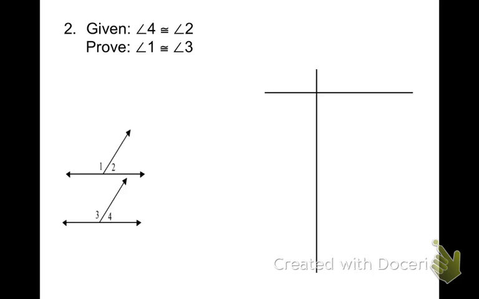Here's another example. We've got two diagrams, one including angles 1 and 2, second including angles 3 and 4, and we know that angle 4 is congruent to angle 2. And we want to prove that 1 and 3 are congruent. So angle 4 is congruent to angle 2. This is what's given.